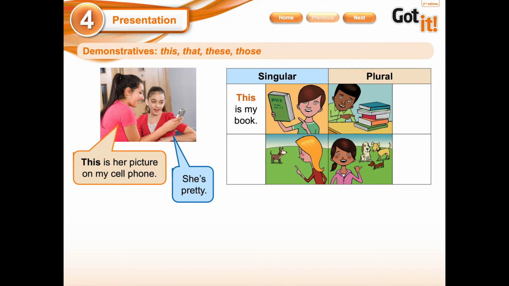And in the other part, we have another boy, but this boy has 1, 2, 3, 4, 5 books. It's plural, okay? And for that, we're going to use the word these. These are my books. I think that it is very easy to understand. Maybe the pronunciation is a little bit difficult because they are very similar.